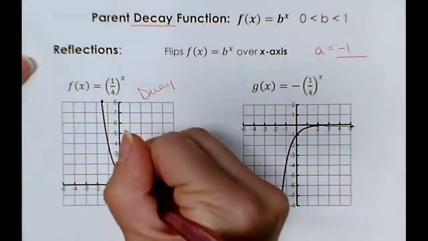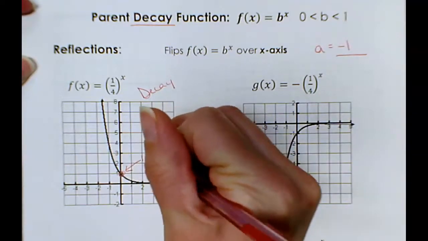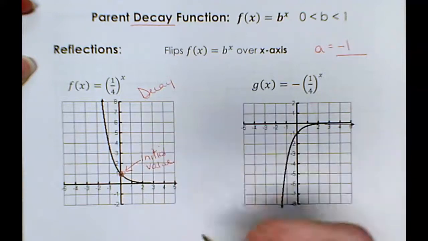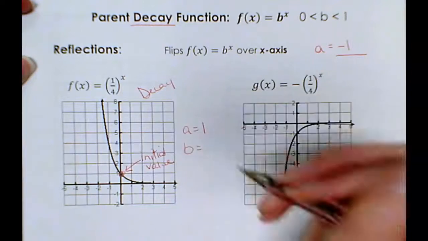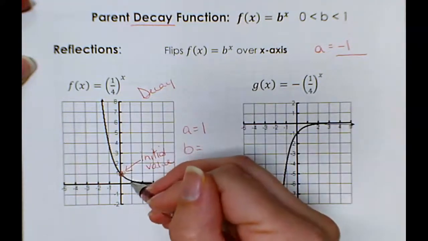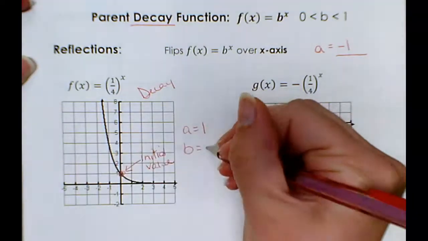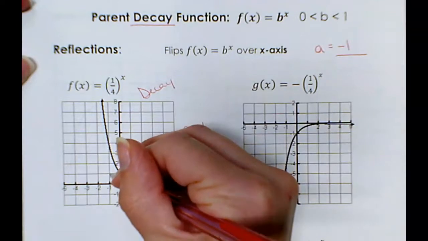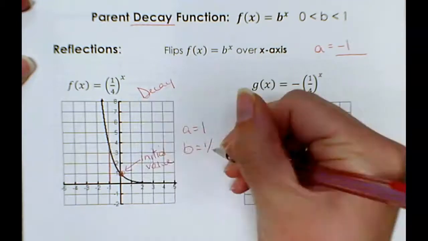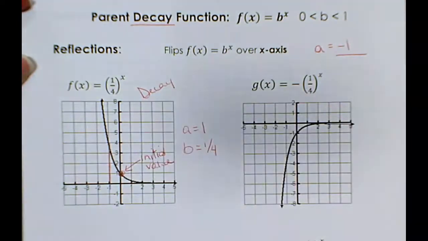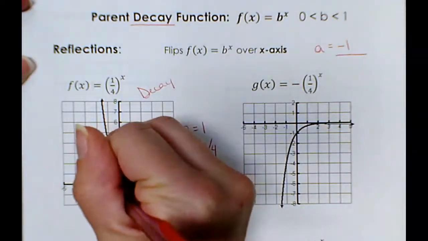Our initial value is right here. So that's a value of 1. And then the b value, since it's decay, we don't want to go to the right and count that distance because that's going to be tough to measure. We want to go to the left 1, so 1 over, and then count that vertical distance. 1, 2, 3, 4. There we go. So that distance right there gives a b value of 1/4.